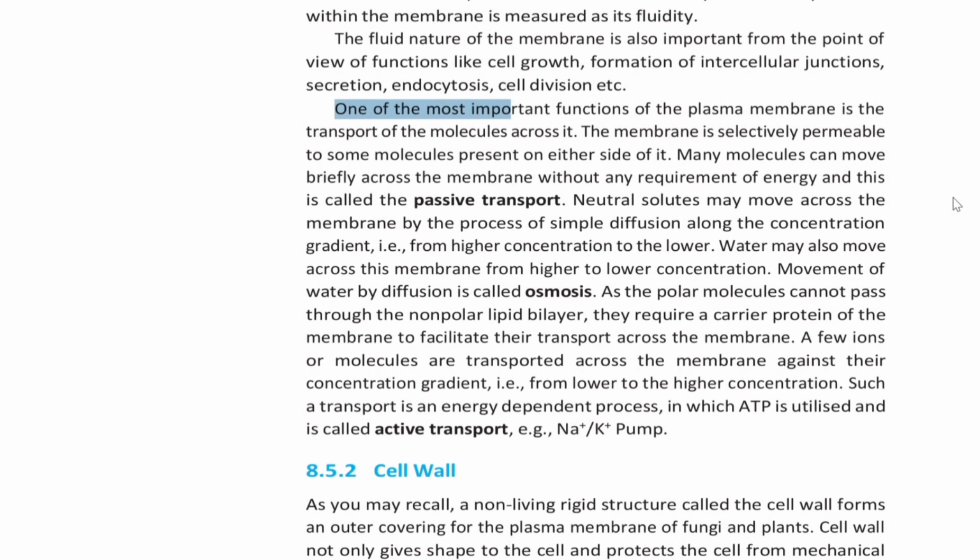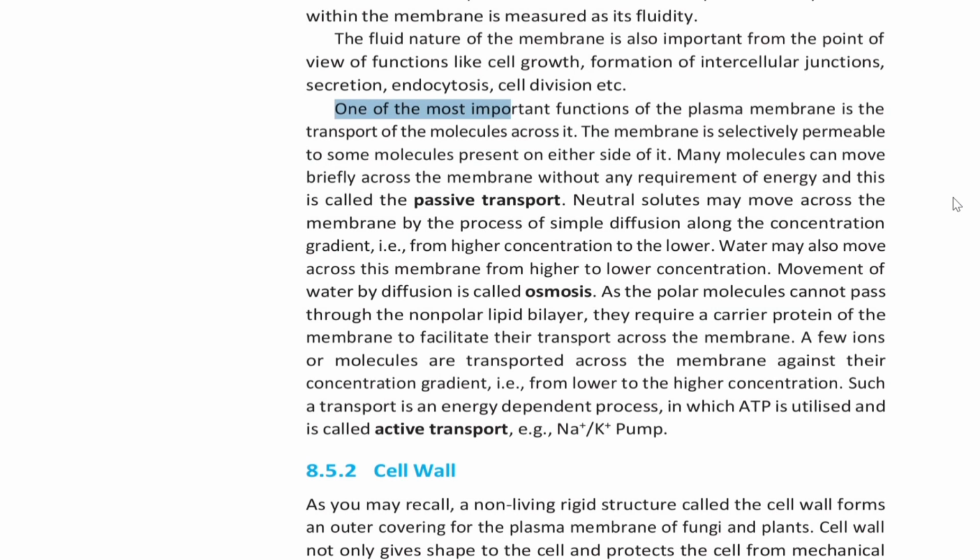One of the most important functions of plasma membrane is the transport of the molecules across it. The membrane is selectively permeable to some molecules present on either side of it. Many molecules can move briefly across the membrane without any requirement of energy, and this is called the passive transport. Neutral solutes may move across the membrane by the process of simple diffusion along the concentration gradient, that is, from higher concentration to the lower. Water may also move across the membrane from higher to lower concentration. Movement of water by diffusion is called osmosis.